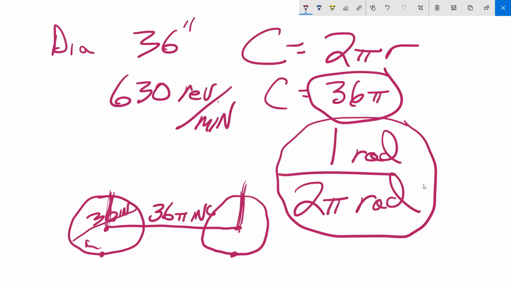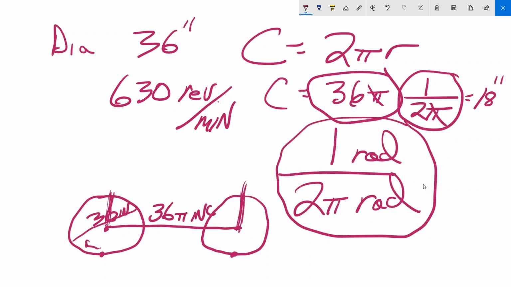I'm going to actually take that answer and multiply it by 1 over 2 pi. That's the fraction that we're multiplying it by, 1 radian compared to 2 pi radians. Because I know with 2 pi radians, it goes 36 pi inches. So if I want to know how many inches it goes with 1 radian, I'm going to multiply by that fraction. Notice how nicely the pi's get rid of, and I get 18 inches, if I'm only turning 1 radian.